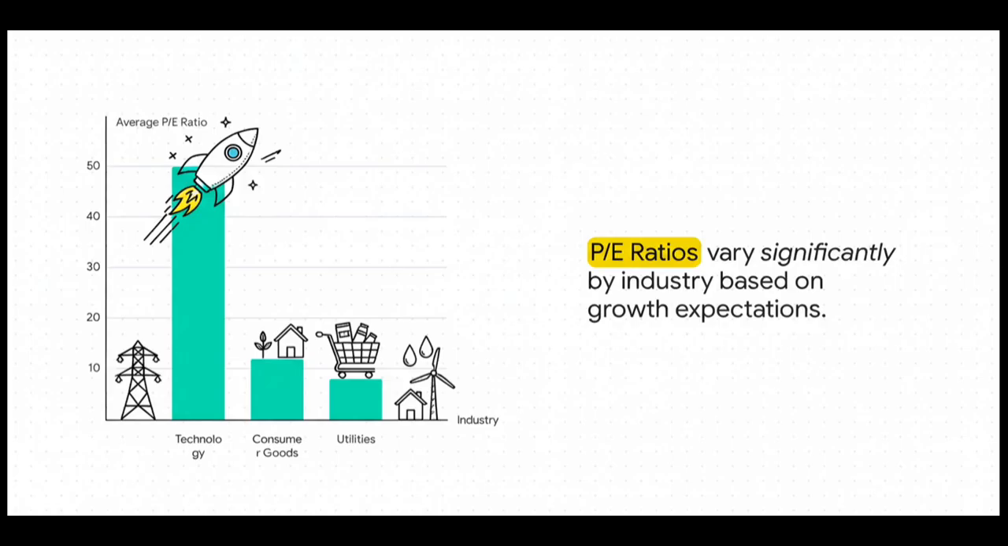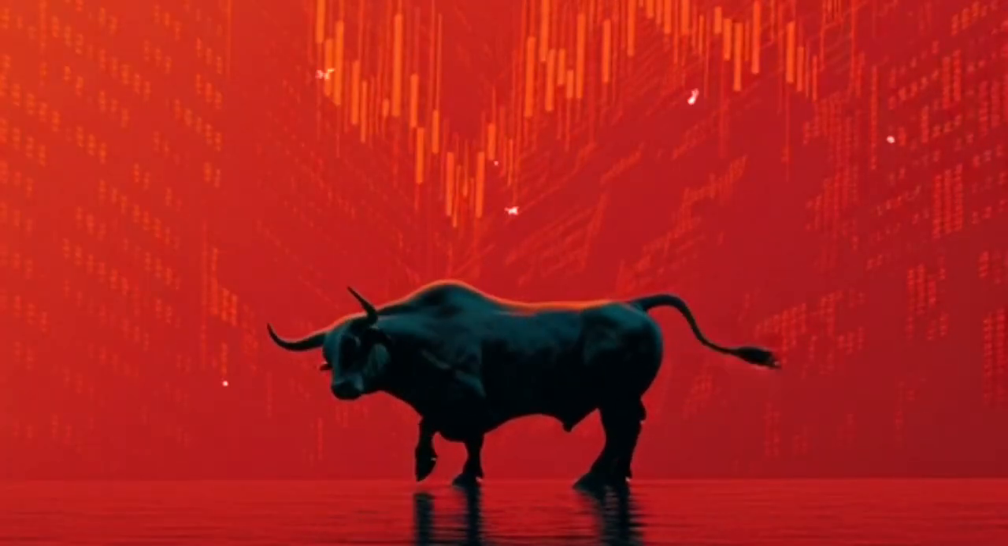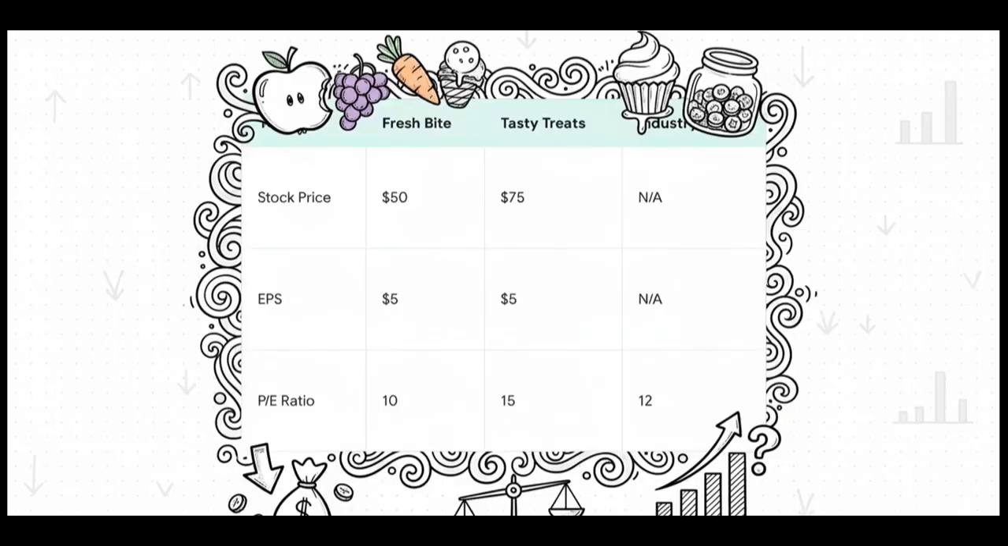Let's make this crystal clear with an example. We've got two companies here, Freshbite and Tasty Treats. They're in the same industry where the average PE is 12. Freshbite has a PE of 10. That's below the average, so it might be undervalued. But look at Tasty Treats. Its PE is 15. People are expecting big things from them, but it also runs the risk of being overvalued if that growth doesn't happen.